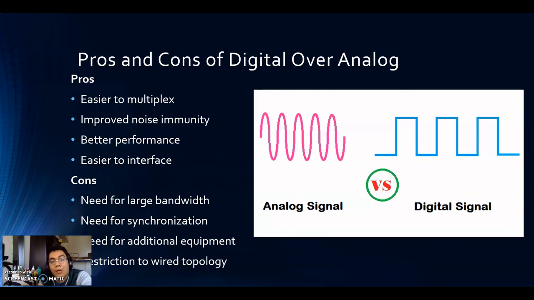However, the disadvantage of using digital over analog is that there is a need for large bandwidth. There is a need for synchronization, and there is a need for additional equipment. And you are mostly restricted to a wired topology. So if you're an engineer, you should expect to spend more money or more resources in using digital as compared to using analog.